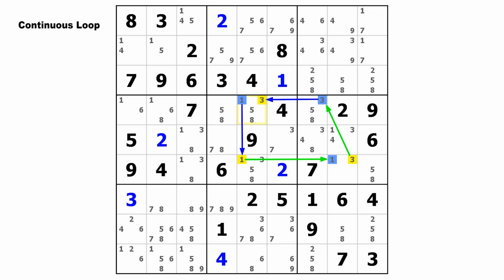Whether you use the propagation rules or whether you just alternate strong and weak links is entirely up to you. But if you want to be 110% sure your chain or loop is correctly constructed and valid, you can always use some combination of both. All right, let's go to the next diagram.